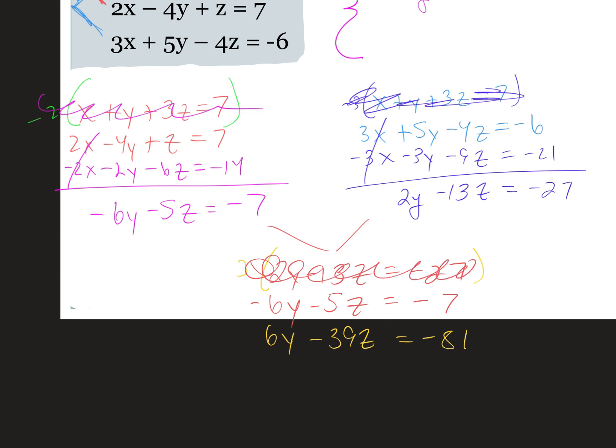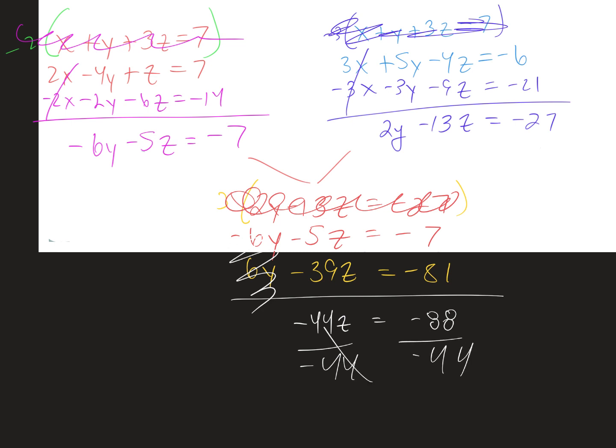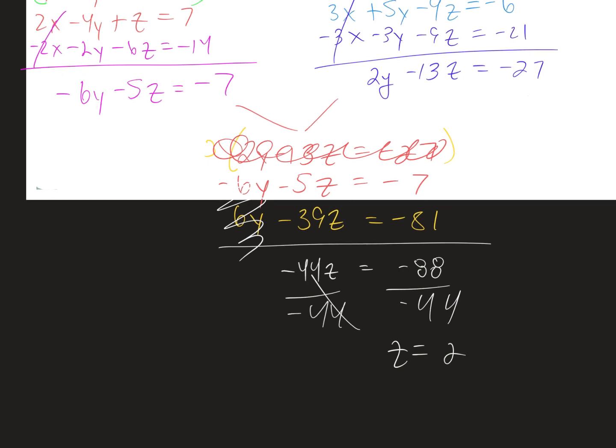All right, you might feel like we started to make a mistake. Don't doubt yourself yet. Wait till we get here. Take your time. What happens to my y's? They cancel. What's negative 5 and a negative 39? Negative 44z equals, what's negative 7 and negative 81? Negative 88. Can I divide this? Yeah, negative 44. I get z equals what? Z equals 2. I don't know why I put 4. All right, cool. So z equals 2.